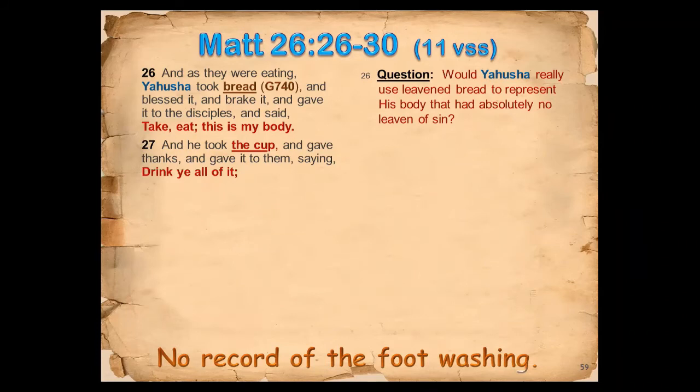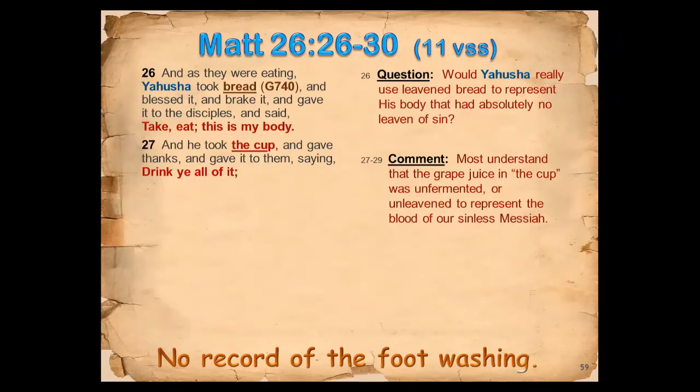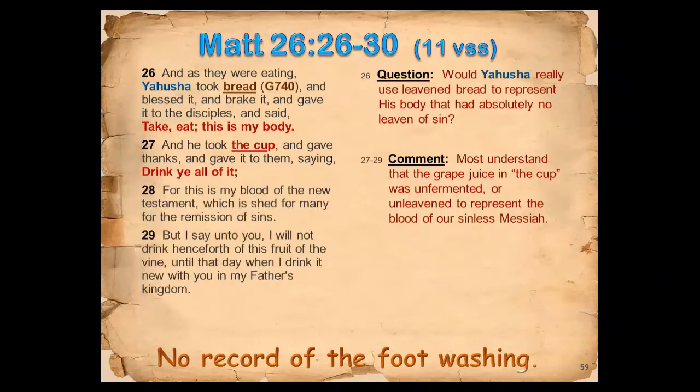Verse 27. And he took the cup, and he gave thanks, and he gave it to them, saying, Drink ye all of it. And a comment for verses 27 to 29 is going to be the same. Most understand that the grape juice in the cup was unfermented or unleavened to represent the blood of our sinless Messiah. But let's read about it.